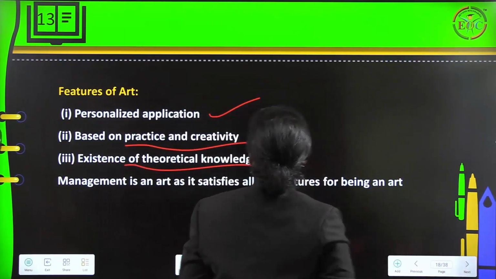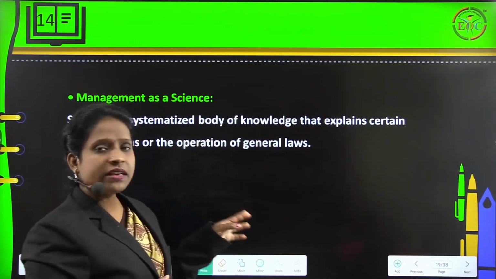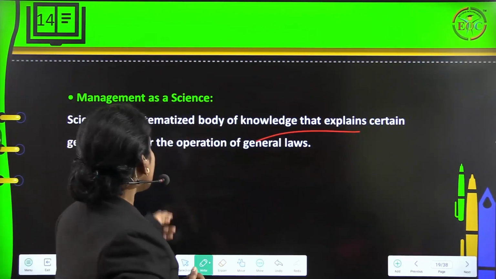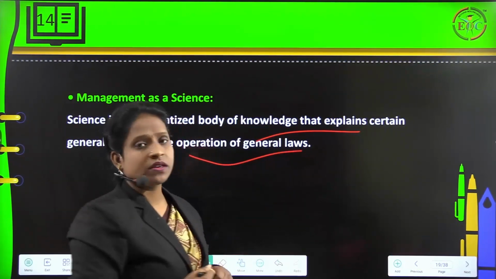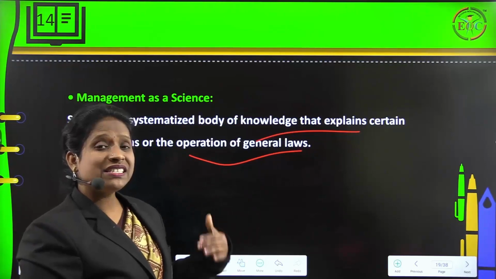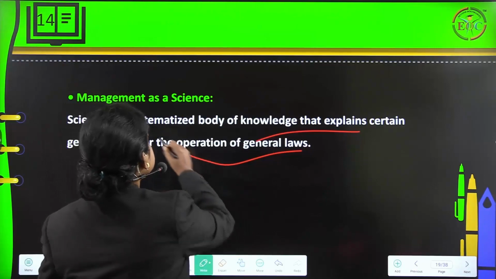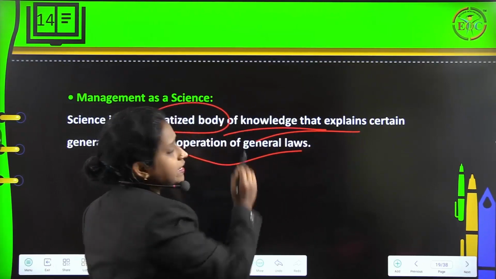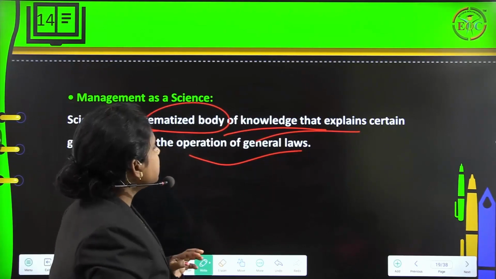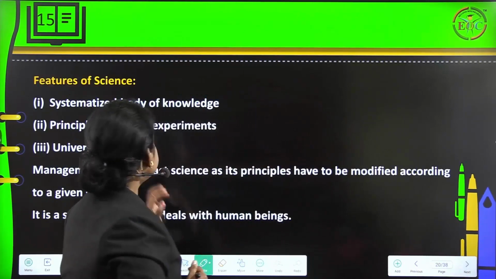Next, management as a science. Science is a systematized body of knowledge that explains certain general truths or the operation of general laws. We call management a science because it follows a systematic process. That's why we call it a systematized body of knowledge, and this will explain certain general truths or the operation of general laws.